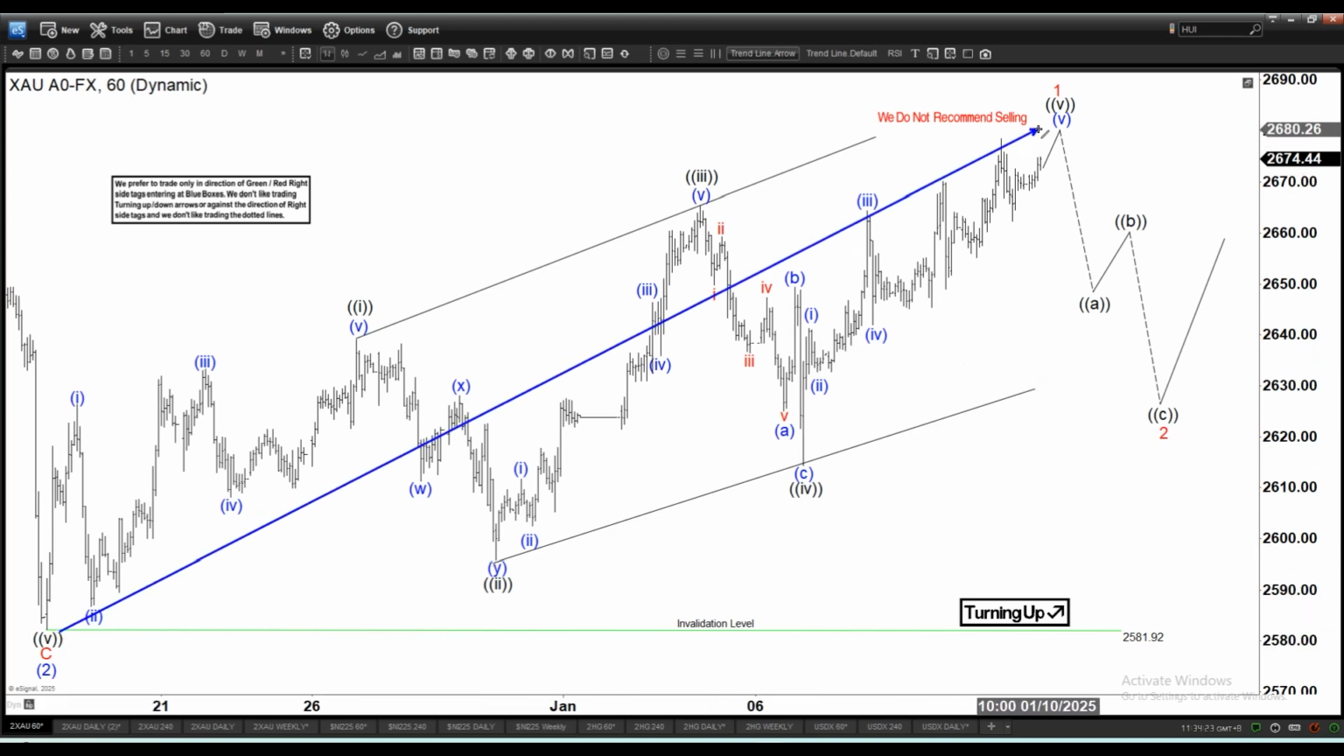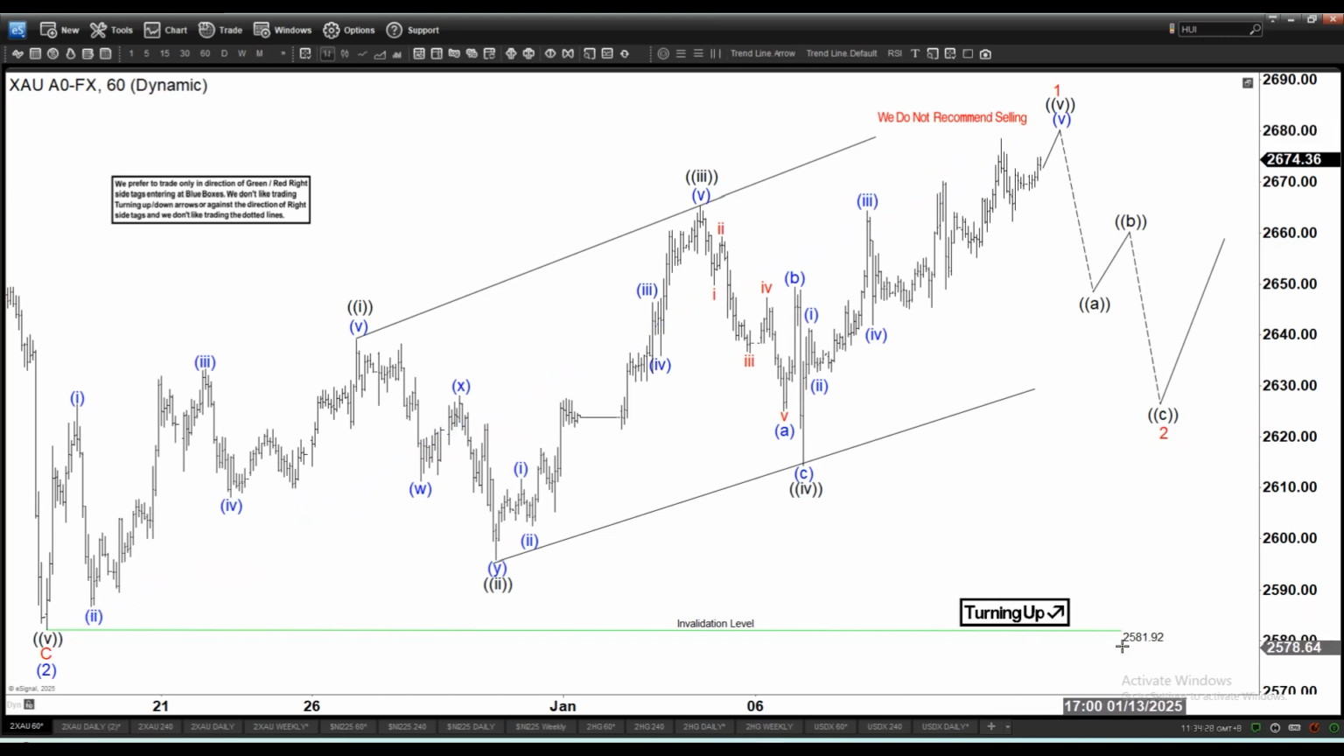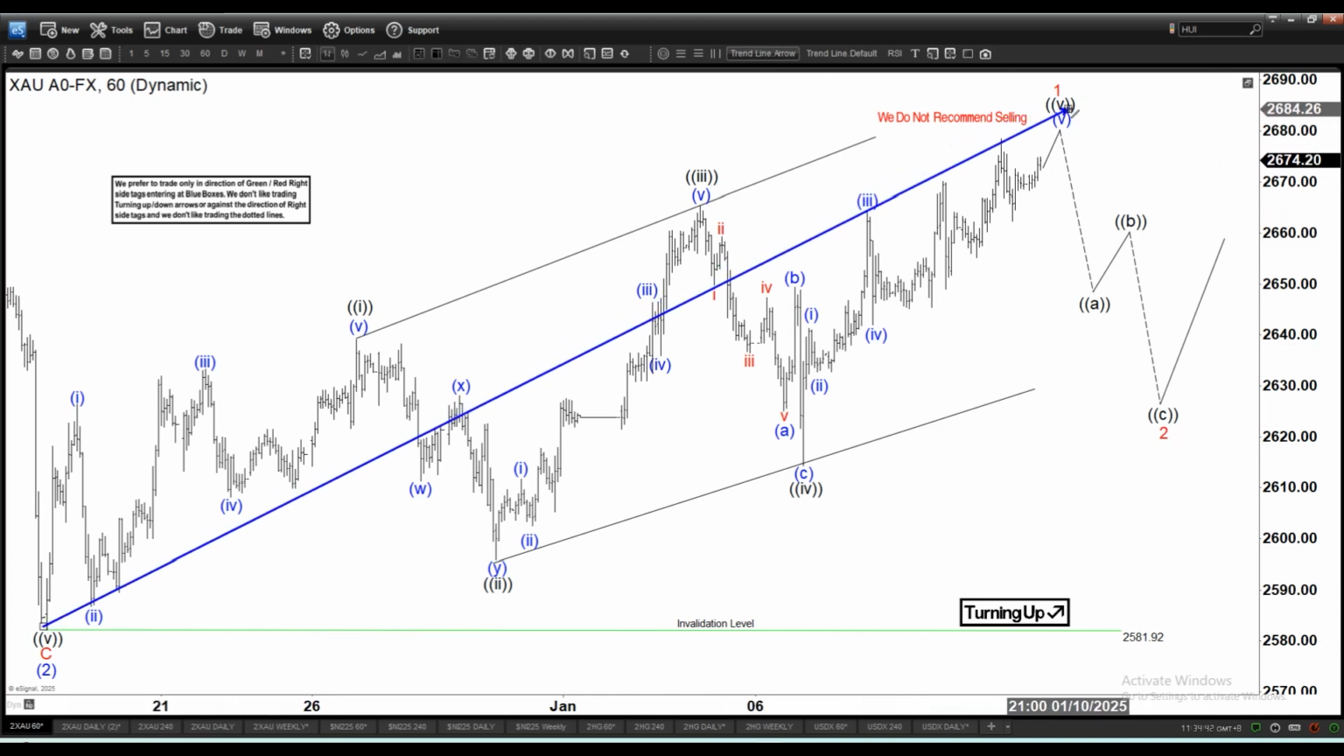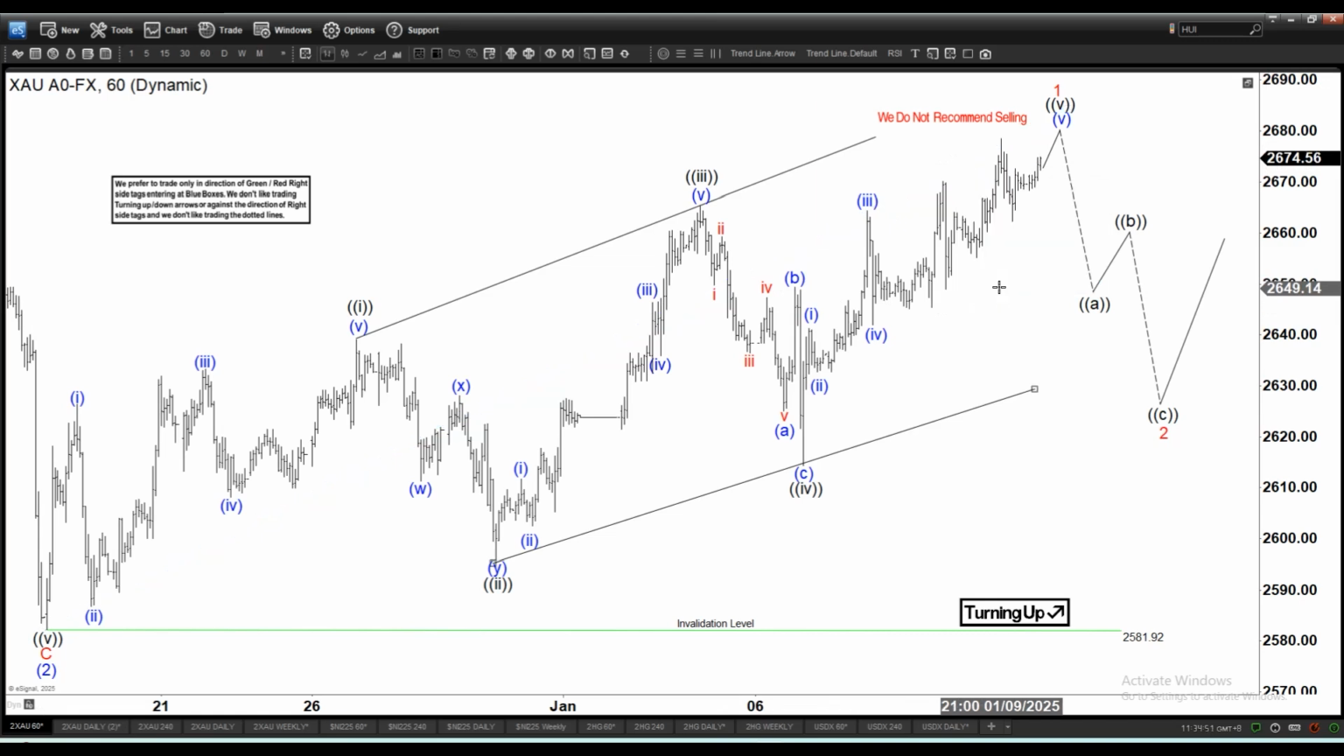And that suggests most likely with higher probability, as long as we stay above this 2581, which is the beginning of that 5 swing sequence, we can see more upside. So this move up here is expected to finish with 1 as a diagonal, and then from there we can potentially see a 3 swing pullback to correct that 5 swing before it turns higher again. So the idea is, in the shorter cycle at least, we favor more upside while it stays above 2581.